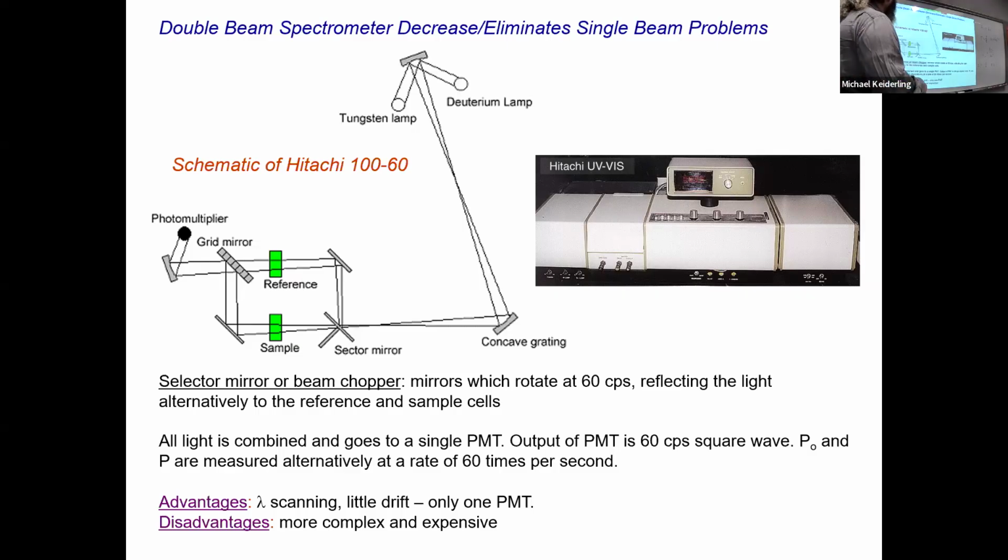The advantage is wavelength scanning, little drift, only one photomultiplier tube. It's more complex and expensive. So the bigger UV visible instrument that's more in the back of that lab can do both single or double beam. I have trouble figuring out how to make it do double beam.